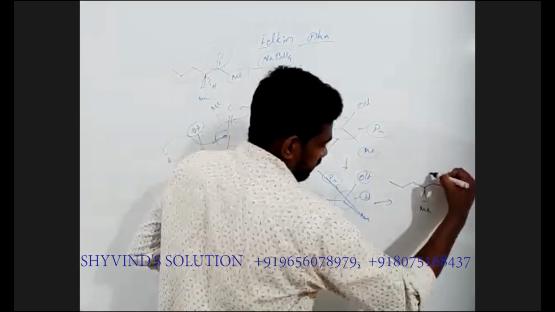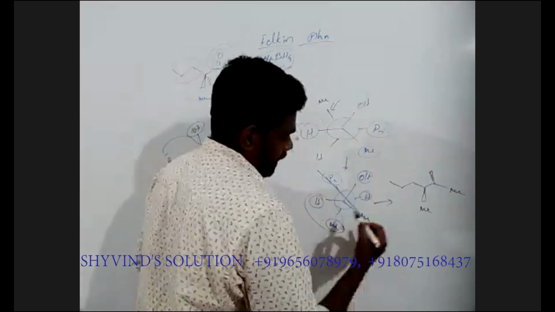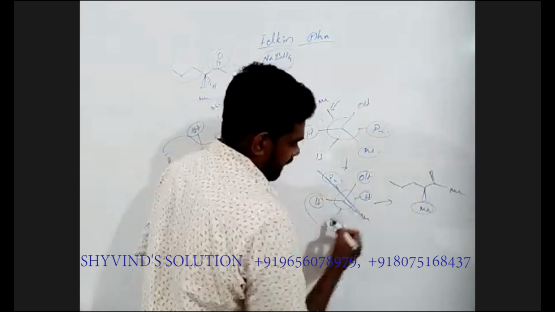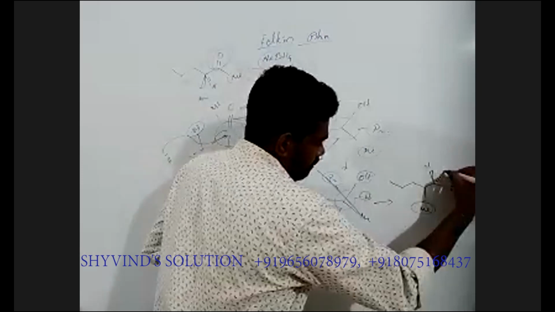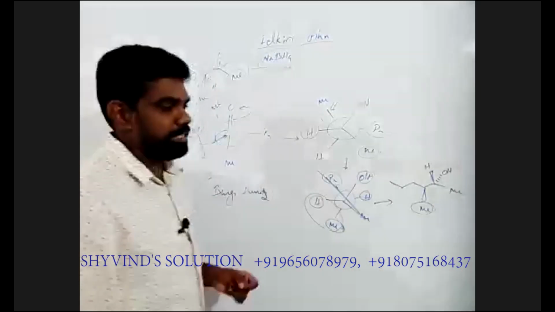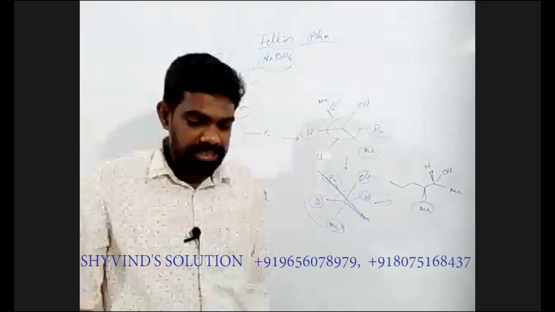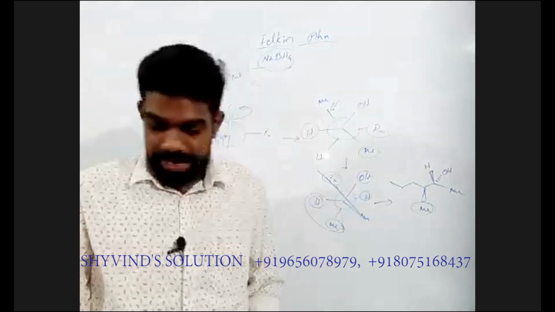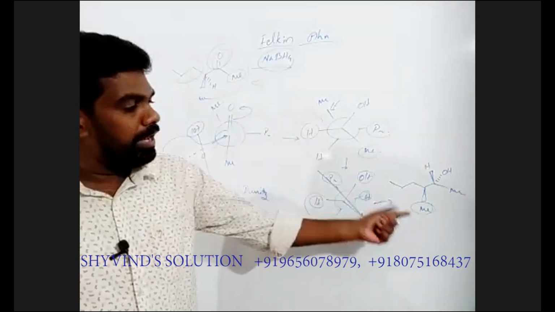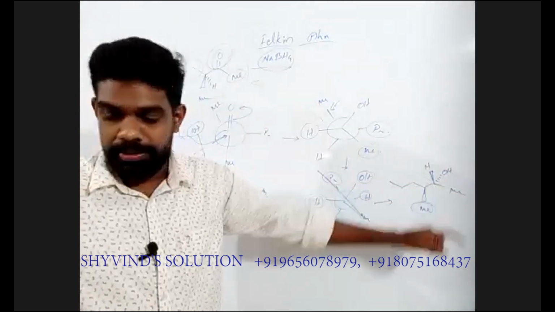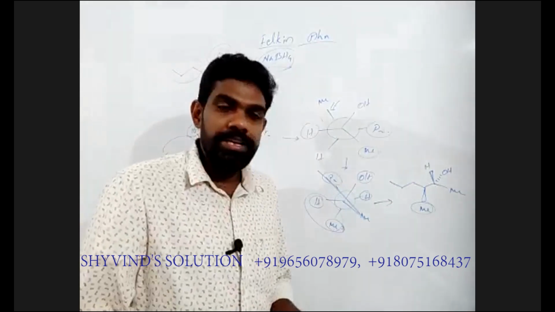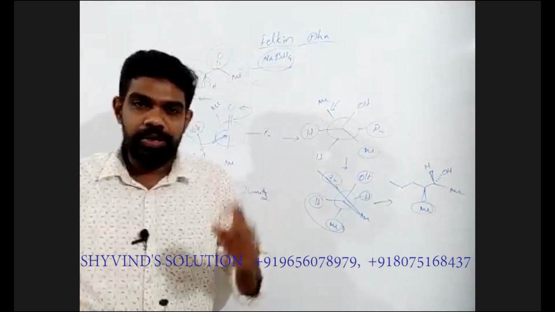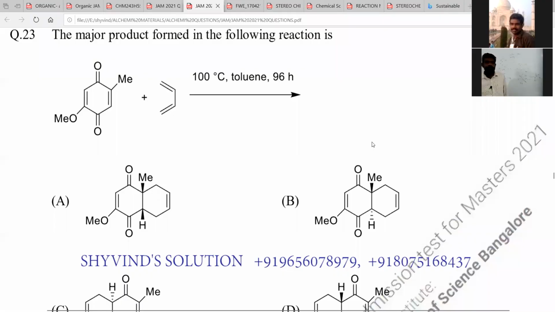Okay, Me and H. This Me and H are cis to each other. So H will be here, so OH will be here. This is the correct representation of this one. So you can see this is given as Me above the plane and OH below the plane. So the answer is option C. That is how we should find out the stereochemistry of this reaction. You should use the Felkin-Anh model. This is question number 23.